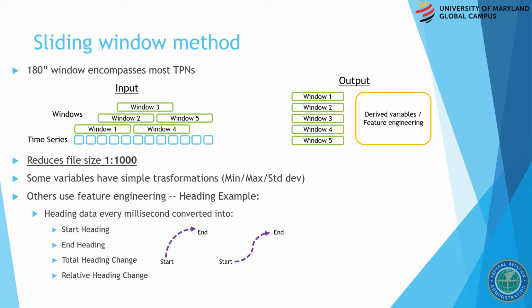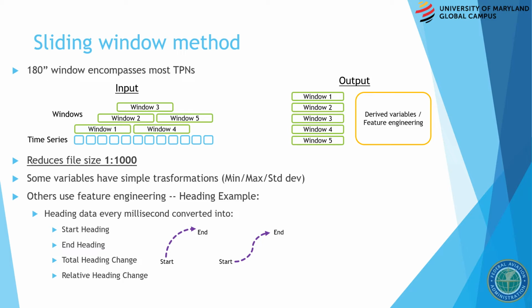So what is the sliding window method that I've been talking about? Basically, I took 180-second chunks of each time series, and then I was able to extract certain variables out of that using derived variables or feature engineering. Because I was able to extract that data, I reduced the file size by a factor of 1,000, which is pretty significant, and it makes it possible to analyze in real time the data coming from these sources.